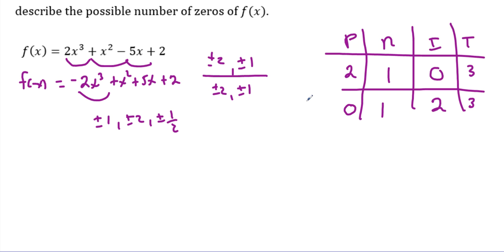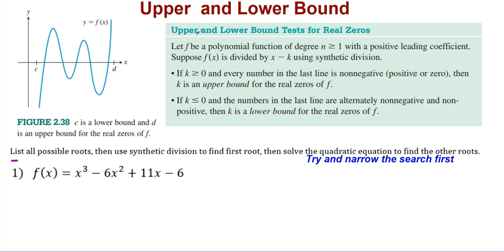We have another tool. Let's take a look at that. This is called the upper and lower bound theorem. All right. And it's just a test to see, okay, if I gave you something with like a factor of 20 or a factor of 40, you can get a whole bunch of possible zeros. And you may want to try and narrow it down. It's like looking for something in your house, search and rescue or whatever. Narrow it down as much as possible. So let's see what this says.